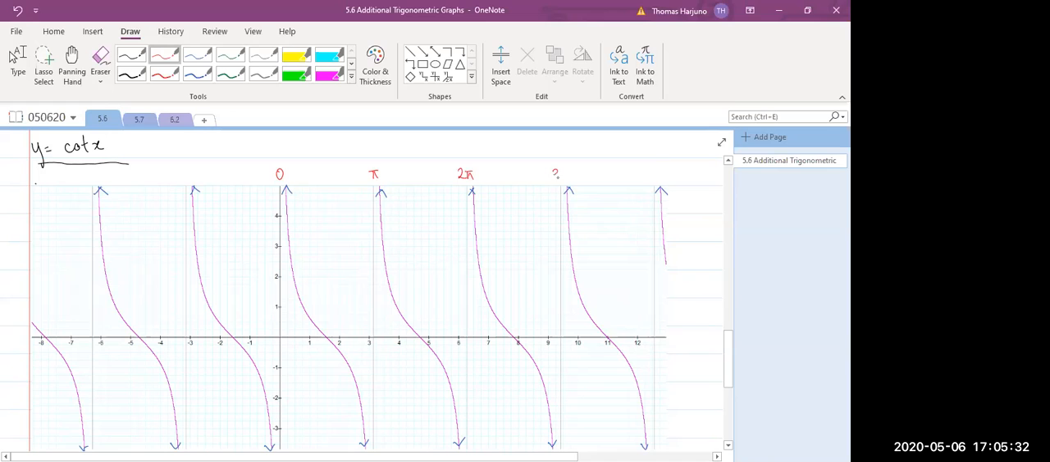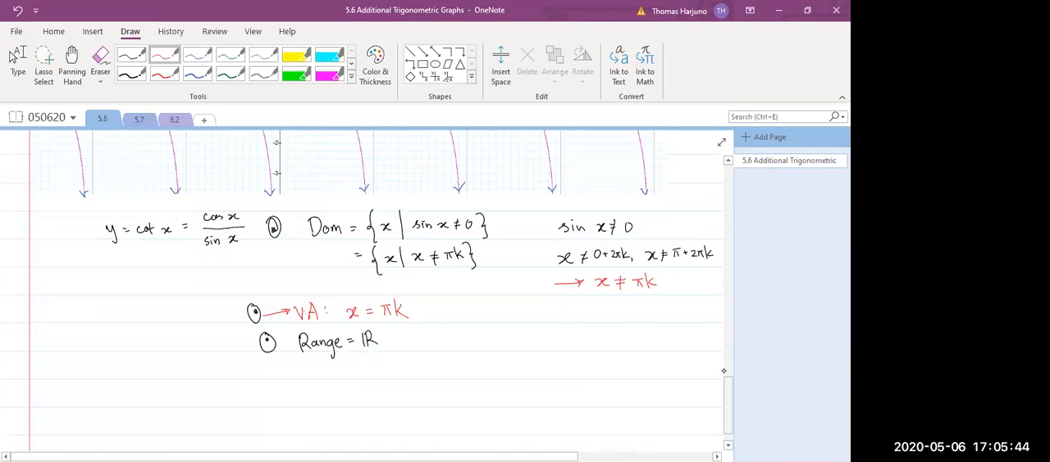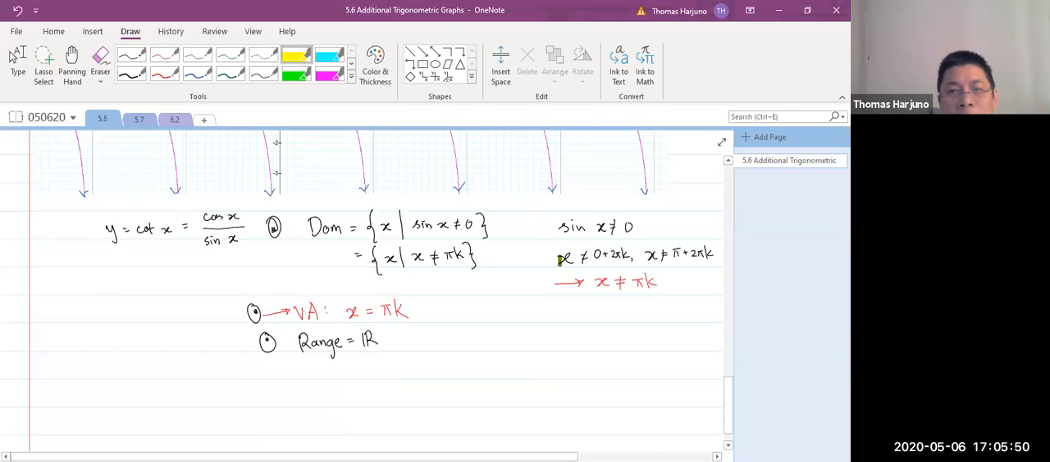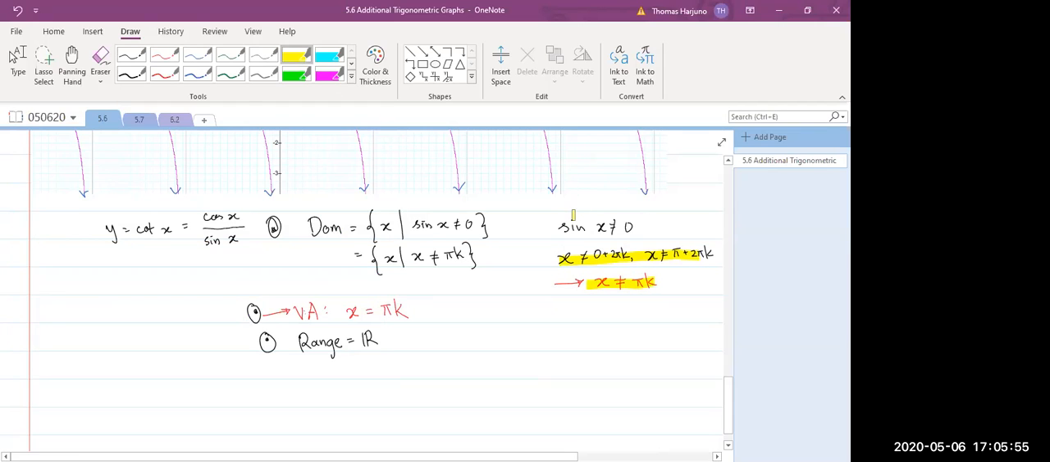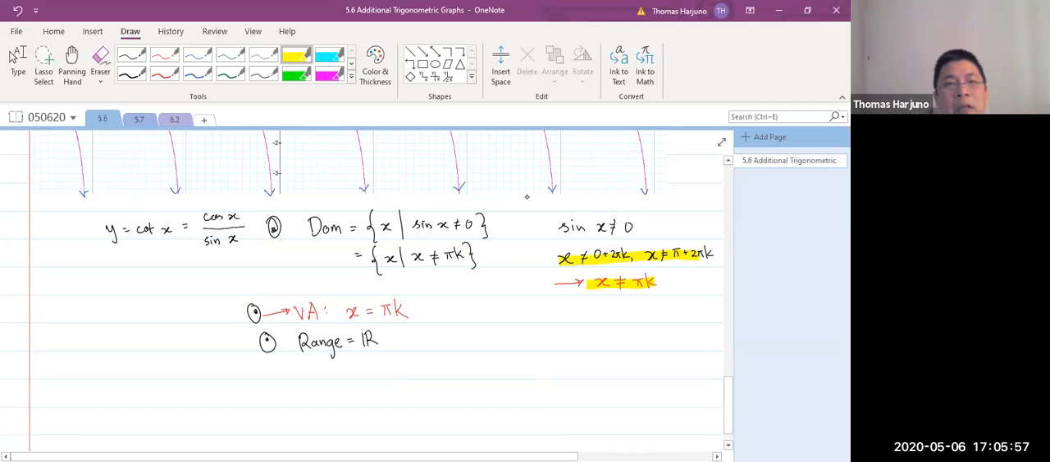Hey, Thomas. Yes. When we write the domain in our answers, do you want it in that reduced form, x cannot equal pi k, or do you want it as sine x cannot equal 0? I need either this one or this one. Okay, perfect. So we start from sine x not equal to 0, and from there you solve it, and you will get either one of these two.